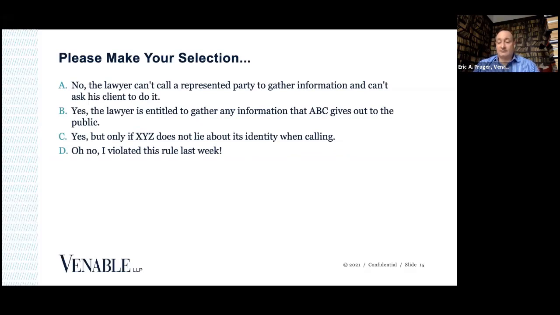Your choices are A, no, the lawyer can't call a represented party to gather information and can't ask his client to do it. B, yes, the lawyer is entitled to gather any information that ABC gives out to the public. C, yes, but only if XYZ does not lie about its identity when calling. Or D, oh no, I violated this rule last week. Please give a little thought and make your selection, and then we'll talk about the answer.